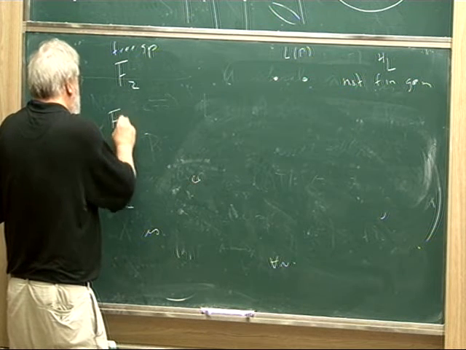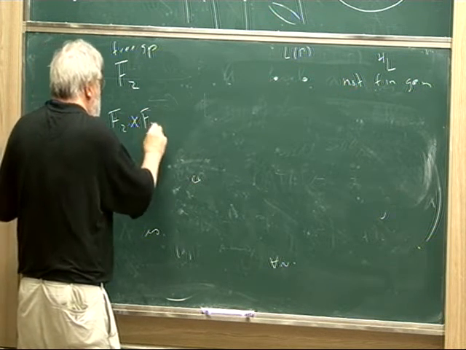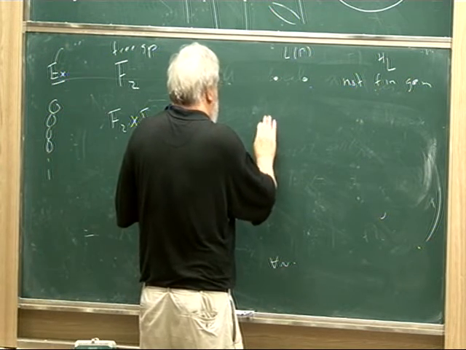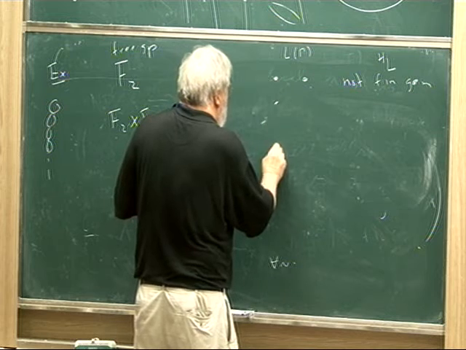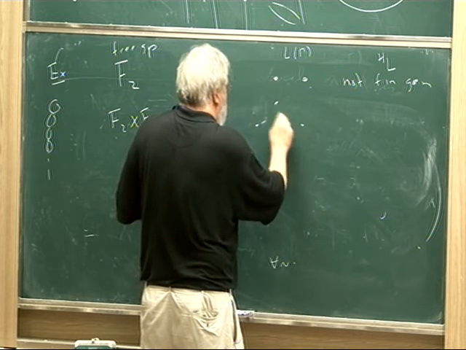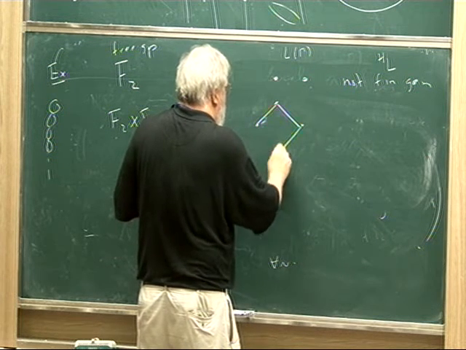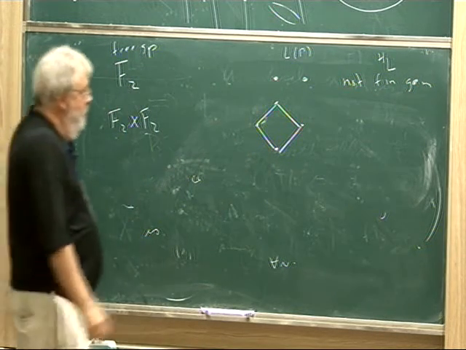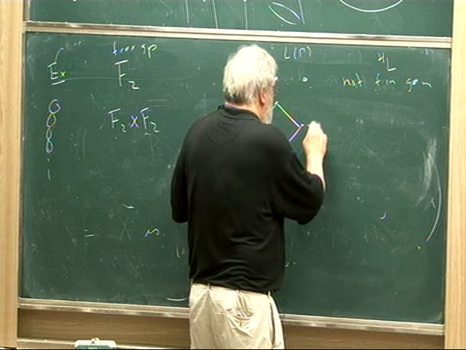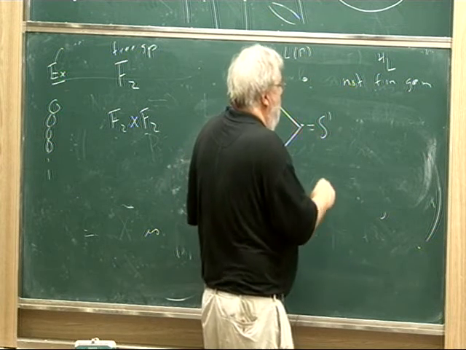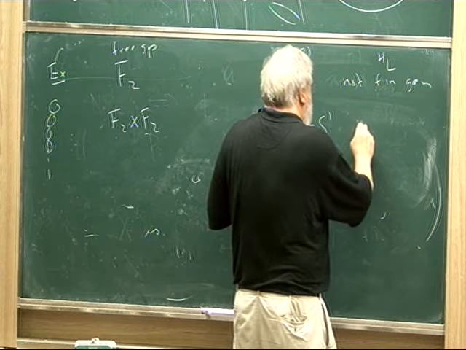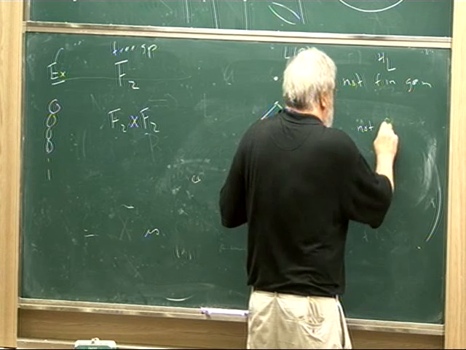If you take the next one up, F2 cross F2, then you get something like this. You get the join of 2 points with itself, because you put in edges when things are supposed to commute. So this is in fact a circle, and the answer is that H of L is finitely generated but not finitely presented.